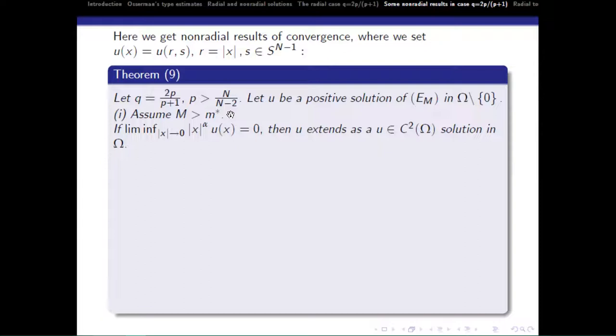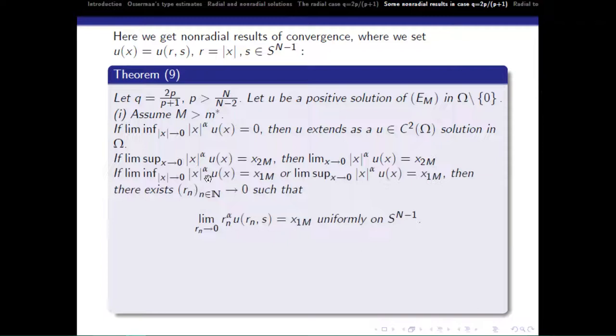We can prove that if the limit inf of |x| to the alpha u of x is zero, then u extends as a C2 solution in omega. If the limit sup of |x| to the alpha u of x is the greatest constant, x2m, then the limit of |x| to the alpha u is x2m. There is a limit. If the limit inf is x1m, the smallest one, or if the limit sup of this is also x1m, then we can prove that there exists a sequence r_n tending to zero such that r_n to the alpha u of r_n s tends to x1m uniformly on the sphere.